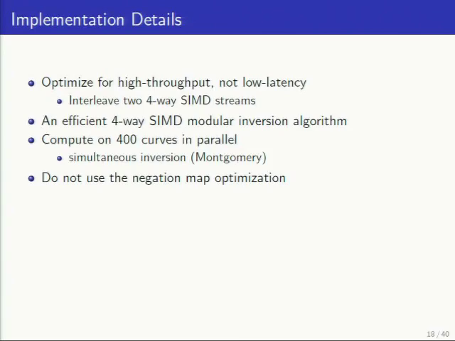Some more implementation details, and I won't go into the details of these, but they're described in the paper. We're going to optimize for high throughput. We don't care if we have to wait a little bit longer if we get higher throughput. We're going to interleave two of these four-way single instruction multiple data streams to hide the instruction latencies. Furthermore, because occasionally we need to compute an inversion, and inversions are relatively quite expensive compared to multiplication, we propose an efficient four-way SIMD modular inversion algorithm. And using all this, we're going to compute 400 curves on one of these SPEs in parallel.